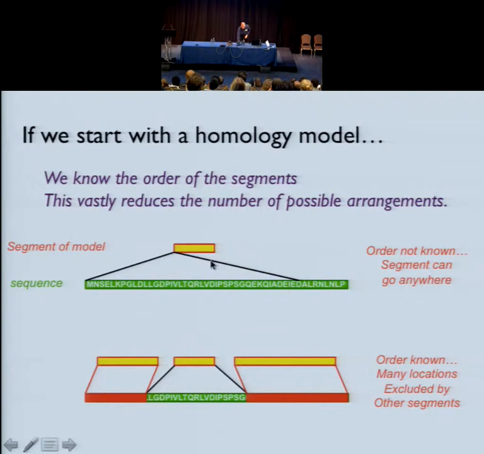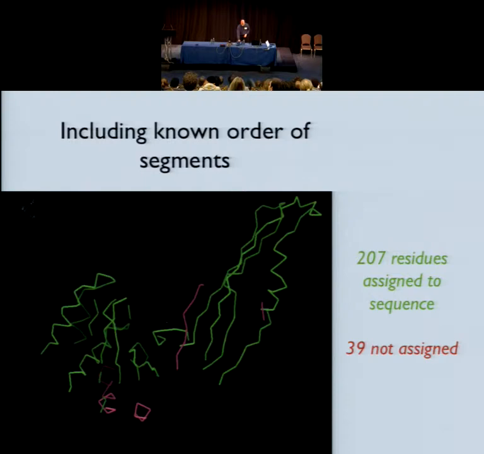However, if we already know that there are other segments of structure present, and we know that this one comes before ours and that one comes after ours, it limits the place where it can go dramatically. So we've made many fewer choices, therefore we can get a much more confident assessment of where it goes. With just that extra piece of information, we've got a lot more sequence information done here.